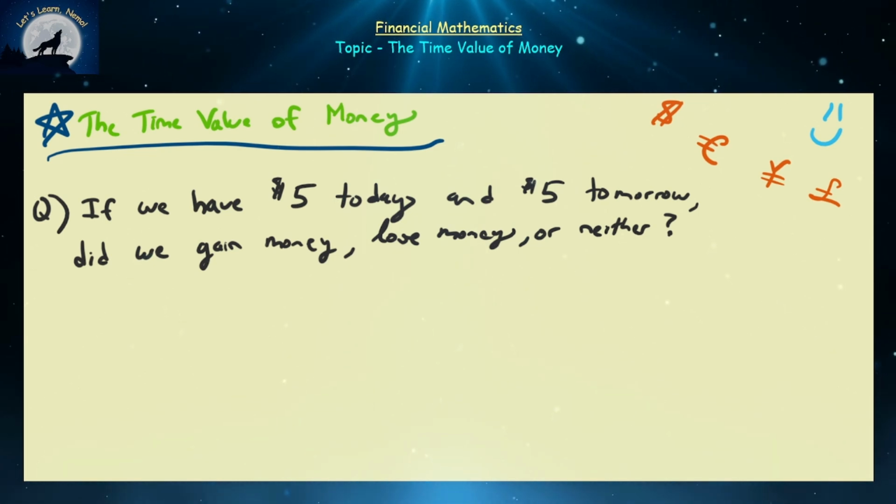So today I just want to introduce some of the basic ideas associated to financial mathematics and introduce the concept associated to the time value of money. So let's start off with a very basic question that is very easy to understand. If we have $5 today and $5 tomorrow, did we gain money, lose money, or neither? So this is a very fundamental question, and it actually has a lot to do with the time value of money.